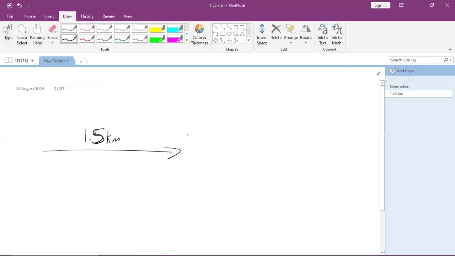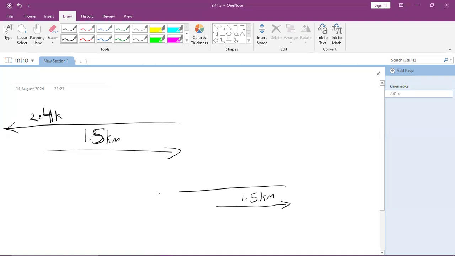We'll go backwards because 2.4 kilometer is higher in magnitude. That's why I drew the line longer than the 1.5. So if I was to redraw it, I could just make my 1.5 like this. Then my 2.4 kilometer this way, because it's opposite in direction, and I made it longer because it is higher in magnitude than 1.5.